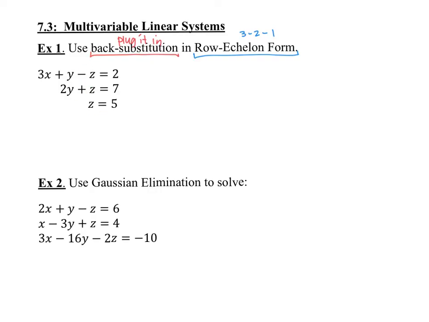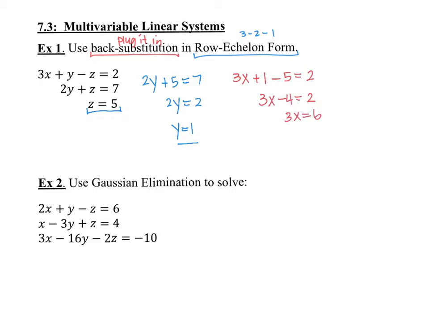So the first thing they tell me is that z equals 5. So I'm going to go to the second equation. I go up to this previous equation, and I plug in z equals 5. 2y plus 5 equals 7, so y equals 1. Now that I got y equals 1, back substitution means I go back up to the first equation and plug in y and z. And in this case, my answer is an ordered triple: x, y, z, 2, 1, 5.